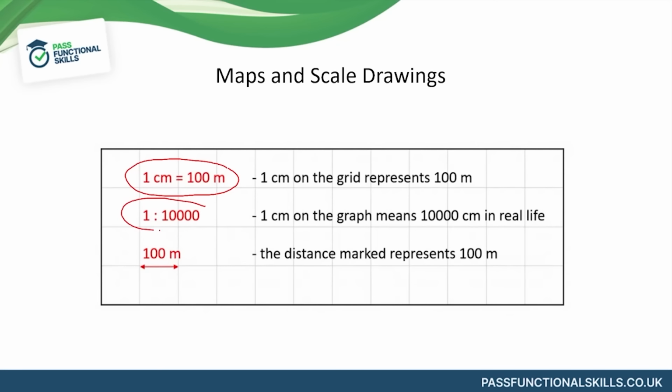You could be given it in the form of a ratio, 1 to 10,000. So what that would mean is that 1 unit on the map, so 1 centimetre or 1 millimetre, would represent 10,000 centimetres or 10,000 millimetres in real life. Sometimes, and this is probably the easiest one to understand, you've just got an arrow between 2 lines and you're told that that is 100 metres. So if that is 100 metres, then the distance from here to here would be 100, 200, 300, 400 metres, nice and easy.